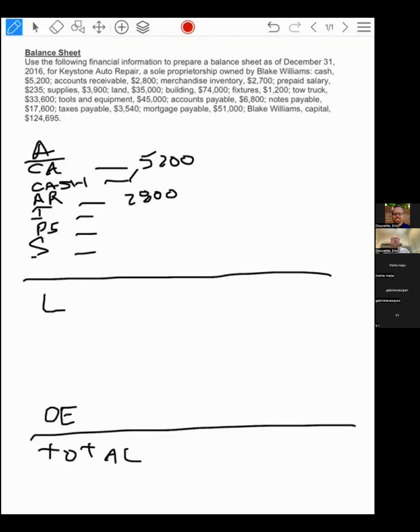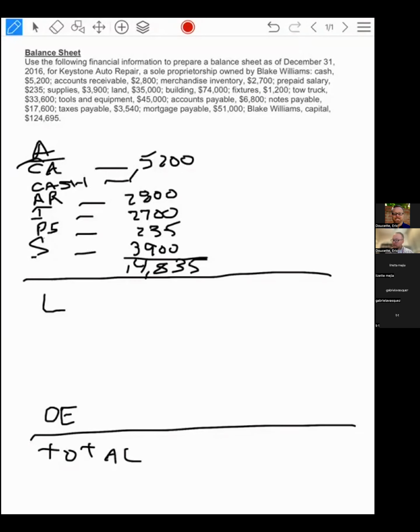For my inventory, I have 2,700. And then for my prepaid salary, I have $235. And then for my supplies, I have 3,900. So I'm going to add all those up, and they come out to 14,835. So those are my current assets.